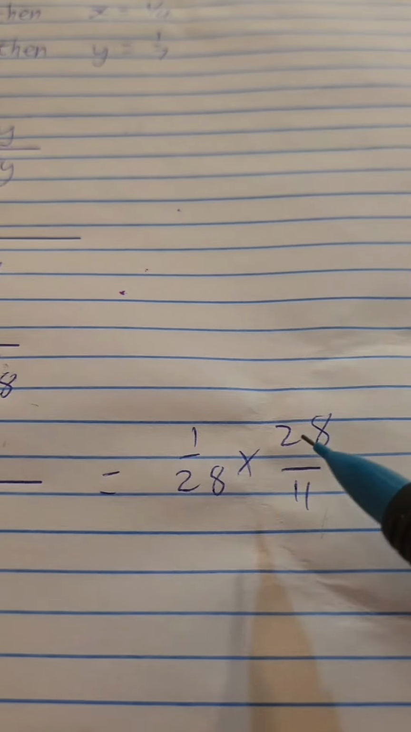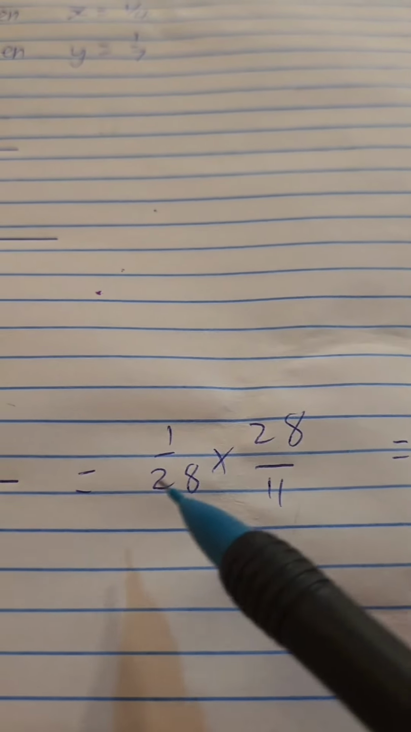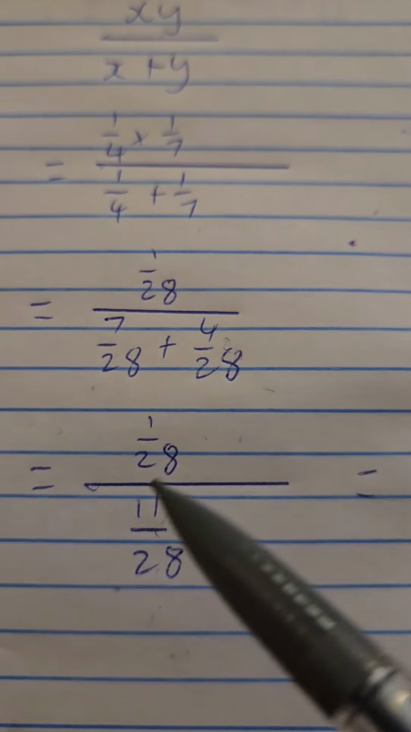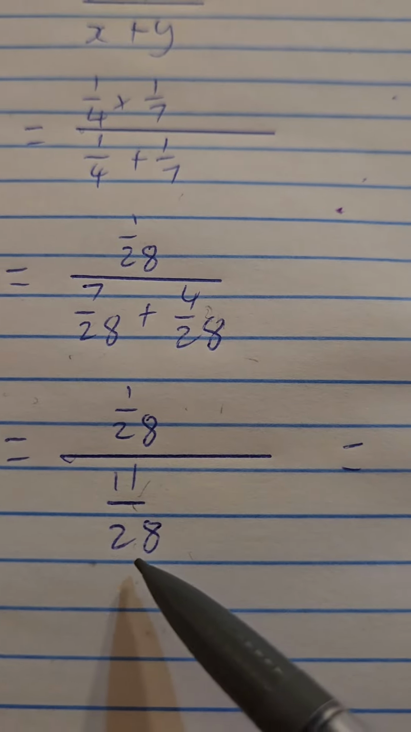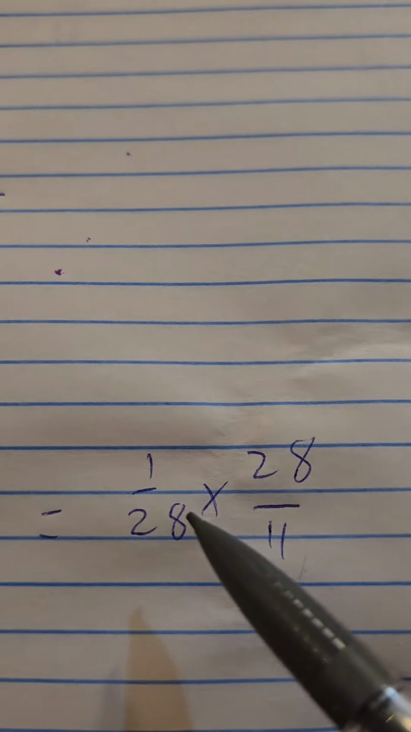It's 1 over 28 times 28 over 11. That's the rule of fractions: dividing by 11 over 28 is the same as multiplying by 28 over 11. So now with 1 over 28 multiplied by 28 over 11, the 28s cancel each other out, and we're left with 1 over 11. And that's the answer using method 3.